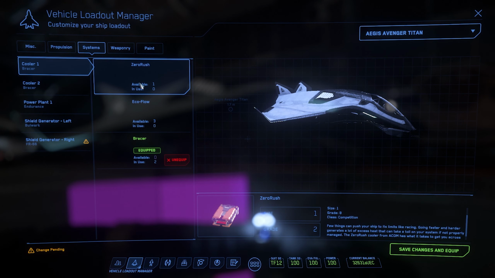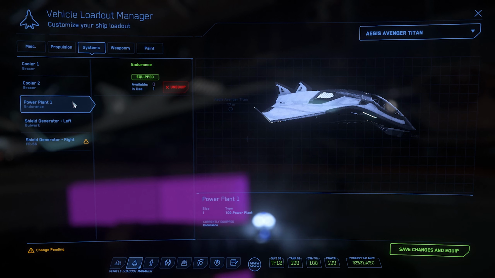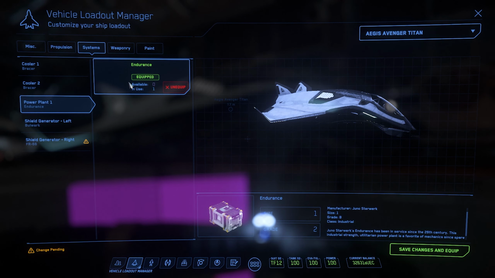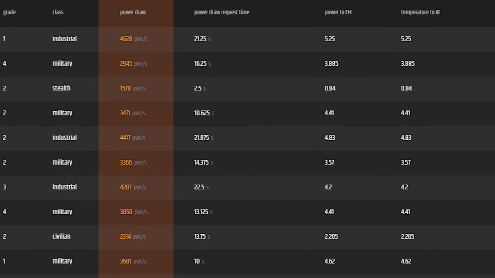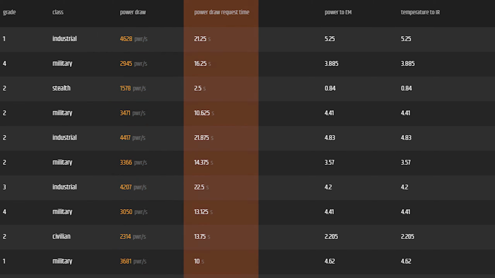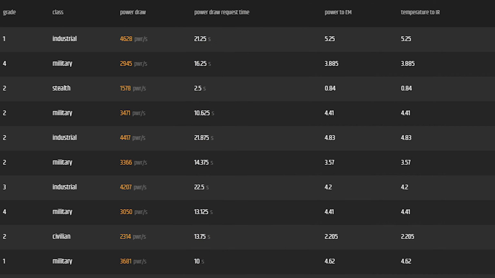Moving on to power plants, these are responsible for providing power to your ship's various components, and not having enough power will result in components shutting down, in favour of those with higher priority. Power draw is how many power units the plant can output per second. Power draw request time is how long the power plant takes to be fully operational after being turned on, following a shutdown either by the player or by EMP strike.